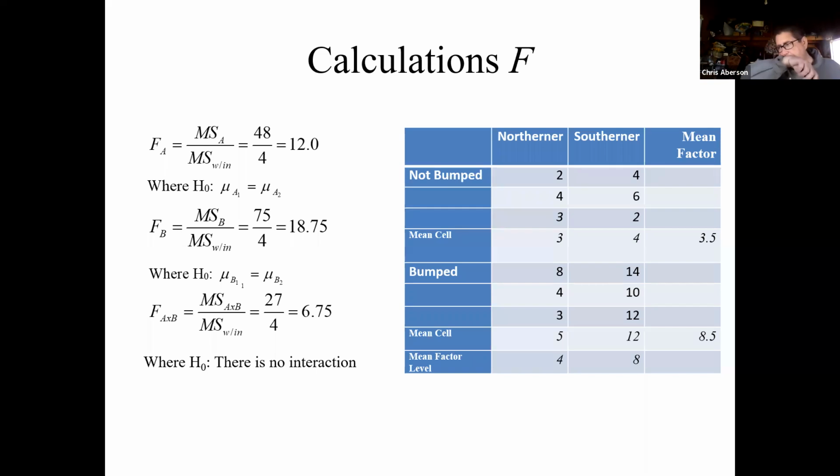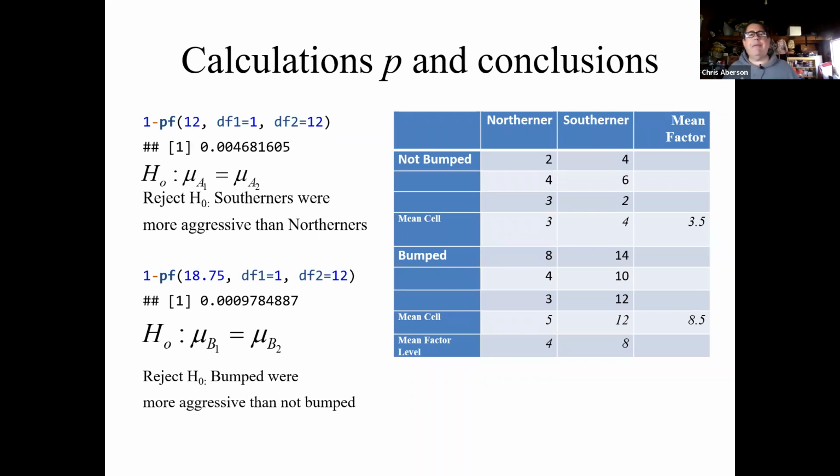Again, to remind you of the null hypotheses, main effect for factor A, no difference between northerners and southerners. Factor B, no difference between bumped and not bumped conditions. And finally, whether there is an interaction or not. The probabilities, I just used R to get the probabilities for our F values. And you can see for both of the main effects, those are well below 0.05 for a probability, meaning we would reject the null hypothesis. Overall, southerners were more aggressive than northerners. Overall, bumped were more aggressive than not bumped.